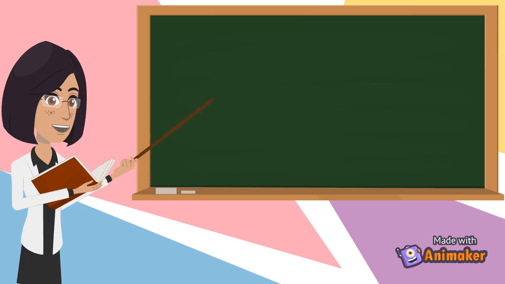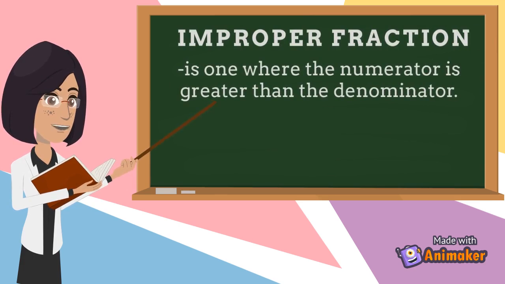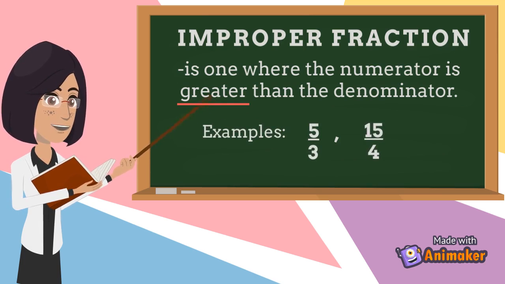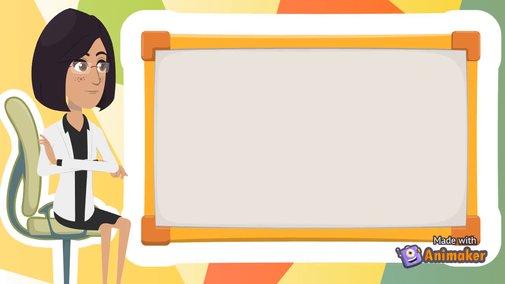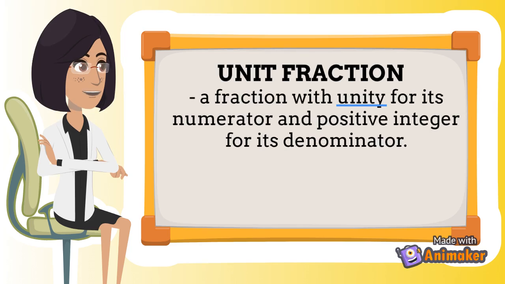The next one is the improper fraction. An improper fraction is one where the numerator is greater than the denominator. Examples are 5/3 and 15/4. The next one, we have unit fraction. A unit fraction is a fraction with unity for its numerator and a positive integer for its denominator. Examples are 1/8 and 1/10.